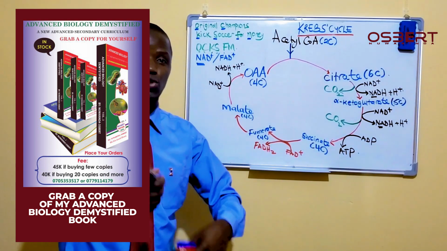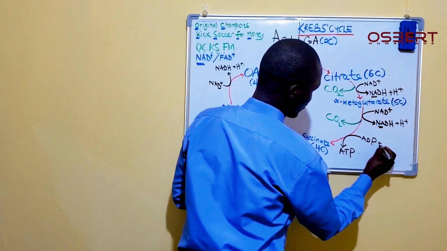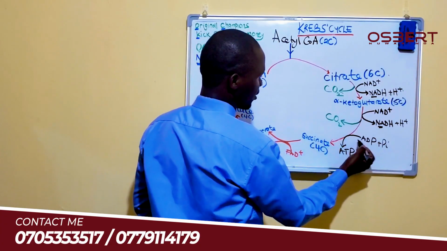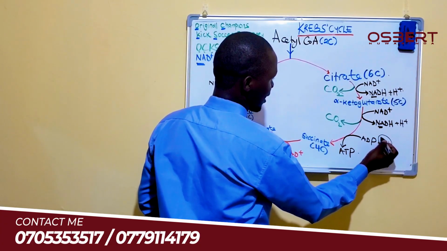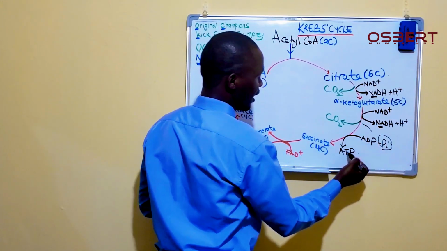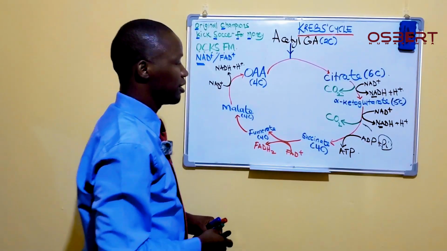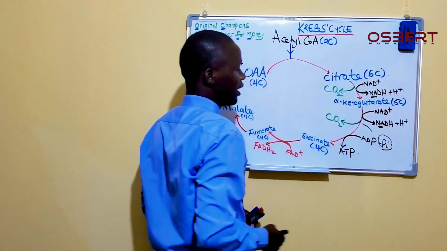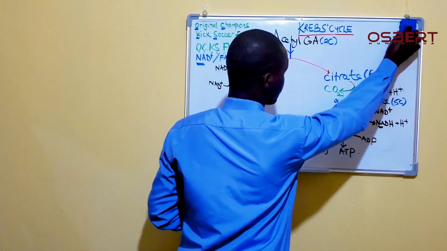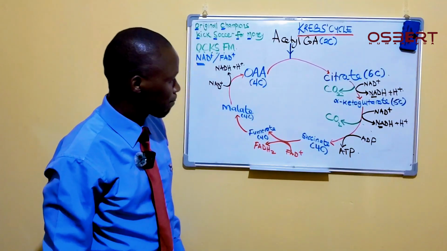Of course, as you read books, in most cases you see ADP plus Pi. But what it means is that this Pi is coming from this reaction here, and it is combining with ADP to form ATP. So we have energy being produced at that point. We have got ATP produced there.